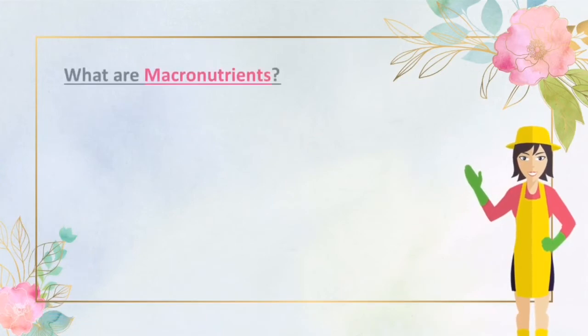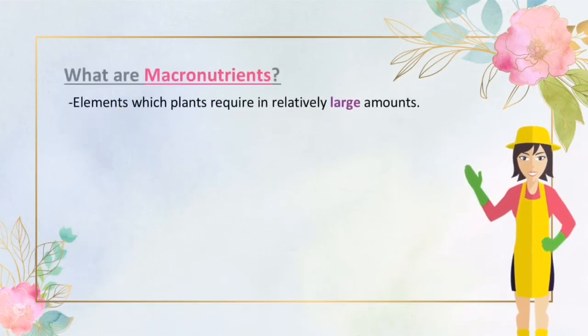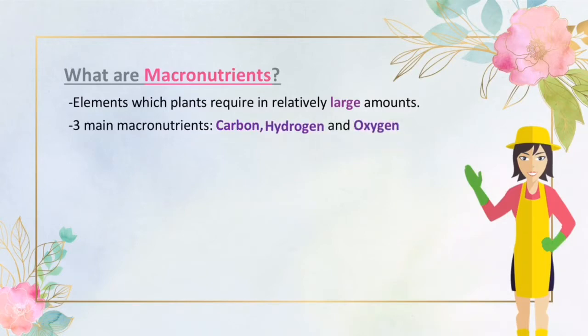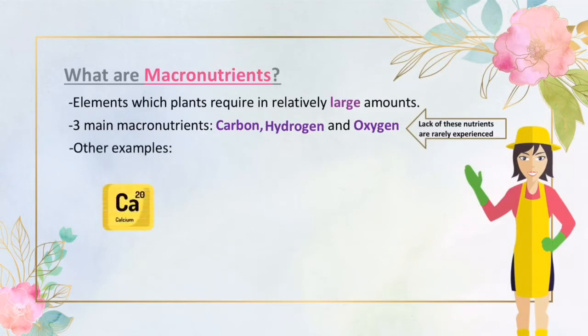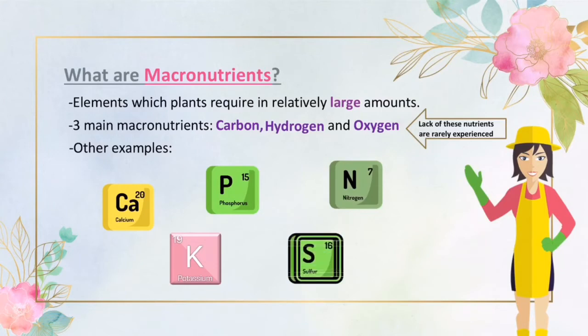What are macronutrients? Macronutrients are elements which plants require in relatively large amounts. There are three main macronutrients, which are carbon, hydrogen, and oxygen. Did you notice that these three elements can be found in the atmosphere? And that is why lack of these nutrients is rarely experienced. Other examples of macronutrients are calcium, potassium, phosphorus, nitrogen, sulfur, and magnesium.